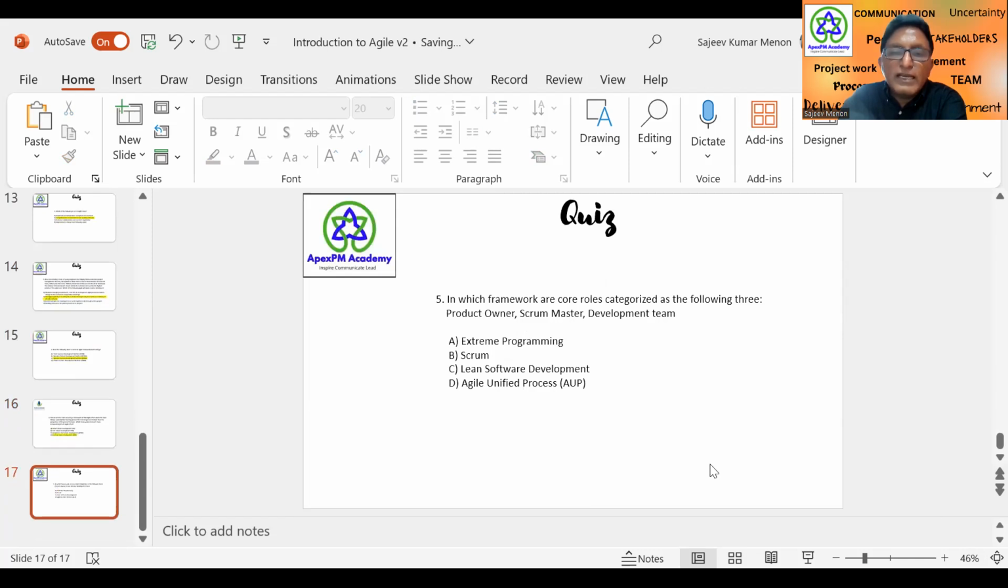The last question is, in which framework are core roles categorized as the following three? Product owner, scrum master, and development team. Is it extreme programming, Scrum, lean software development, or Agile unified process? You can pause the video here, think over, read the question carefully, and then answer.